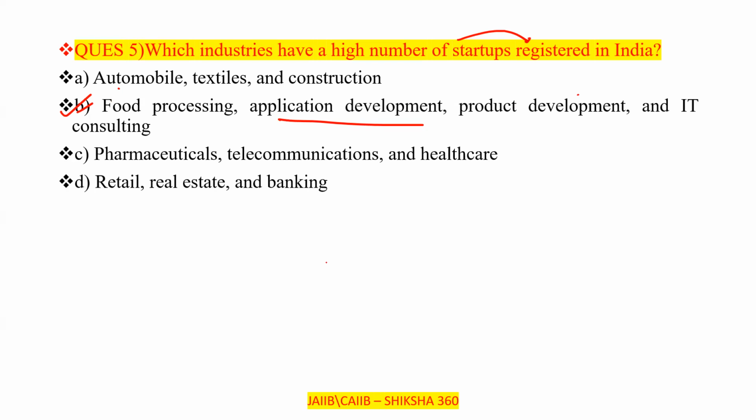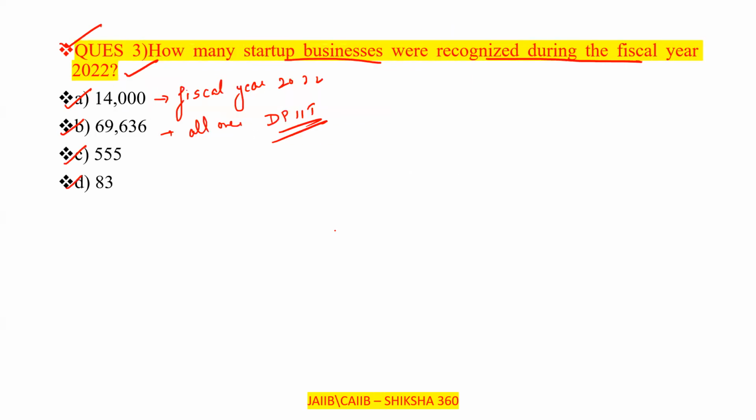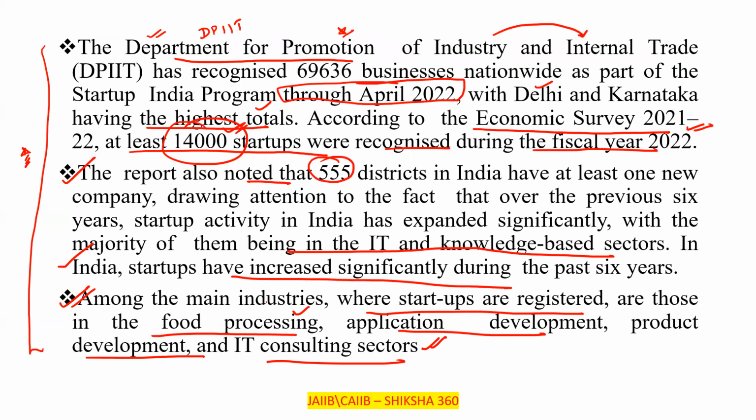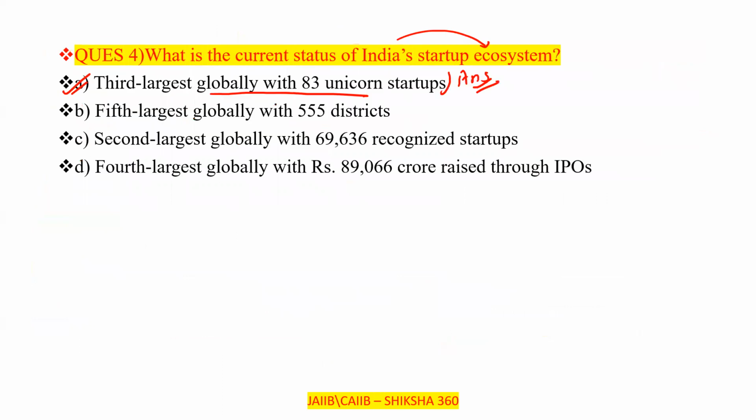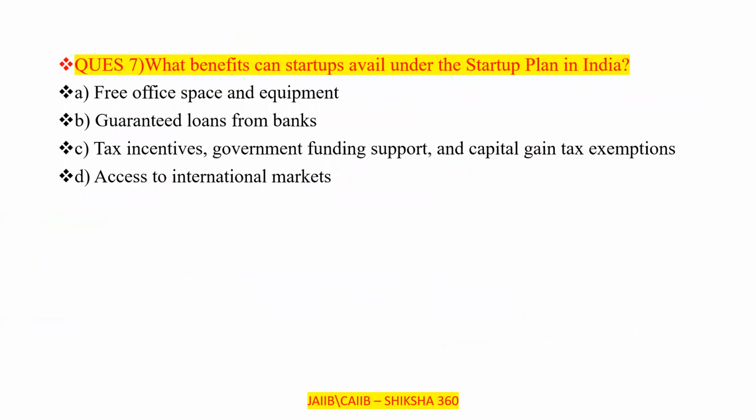Kindly check here. If anyone has any doubt, they are in the food processing, application development, product development and IT consulting. Clear? So please kindly go through these points properly. Now move to the next question, question number 7. I think there is one question somebody removed or something.